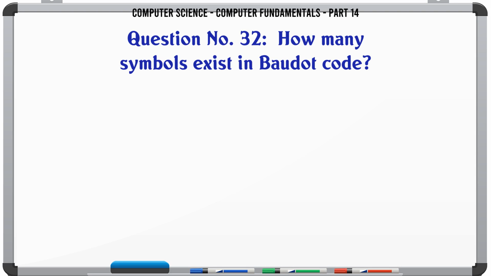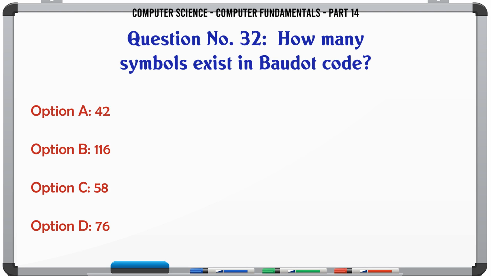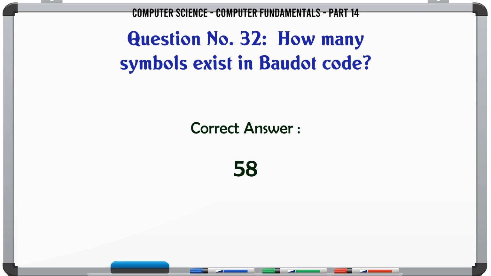How many symbols exist in Baudot code? A. 42. B. 116. C. 58. D. 76. The correct answer is 58.